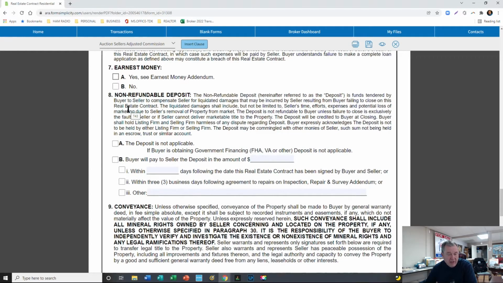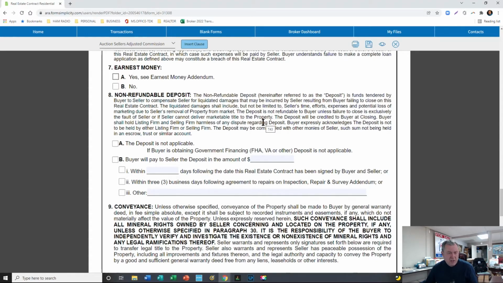Non-refundable deposit. Let's talk about that for a second. I love using a non-refundable deposit in a couple ways. One, the non-refundable deposit is exactly that, non-refundable. You can read this: the deposit is not refundable to buyer unless failure to close is exclusively the fault of the seller, or if the seller cannot deliver marketable title to the property. So if they can't deliver marketable title, the buyer gets the money back.